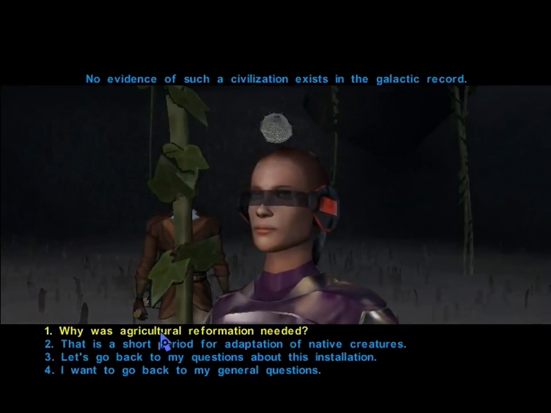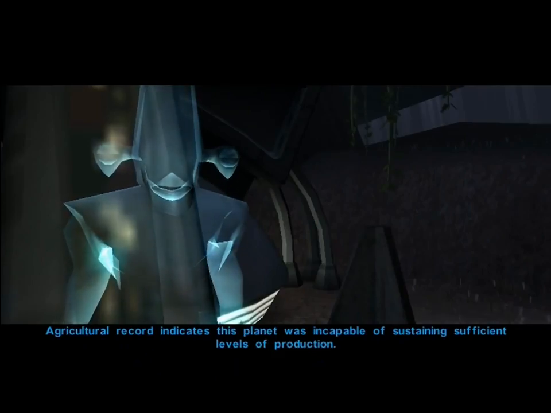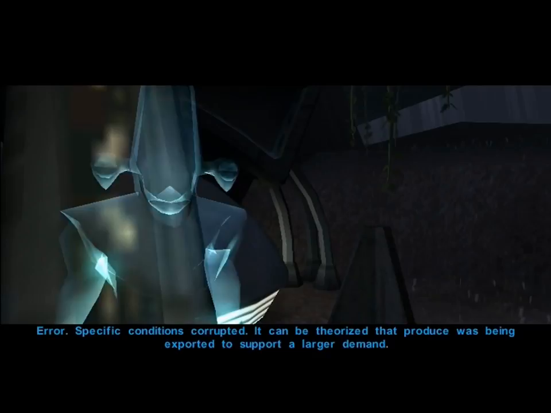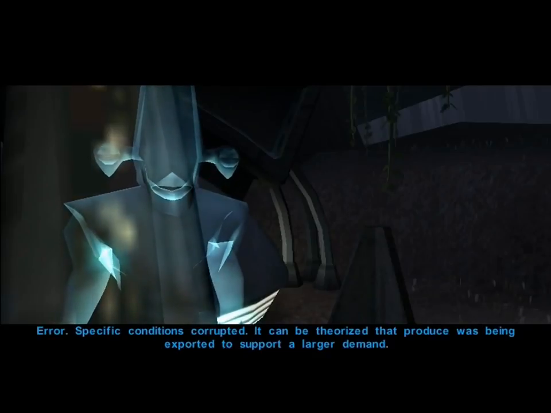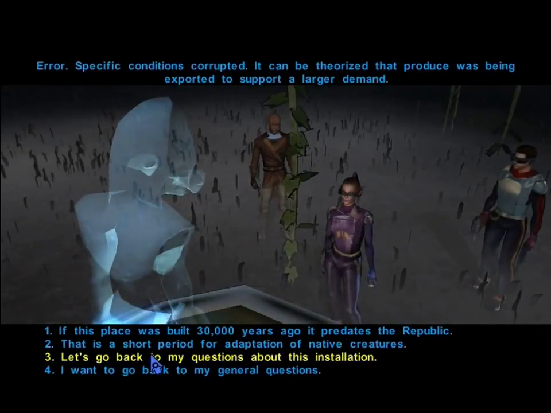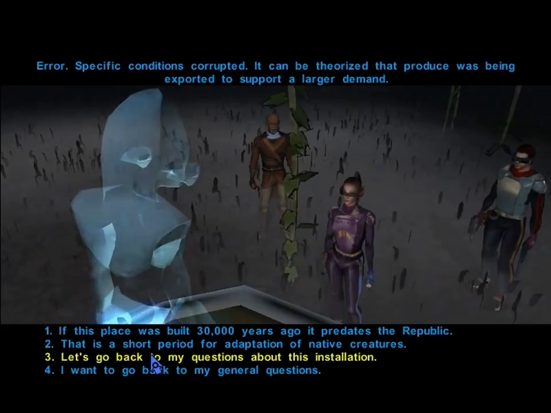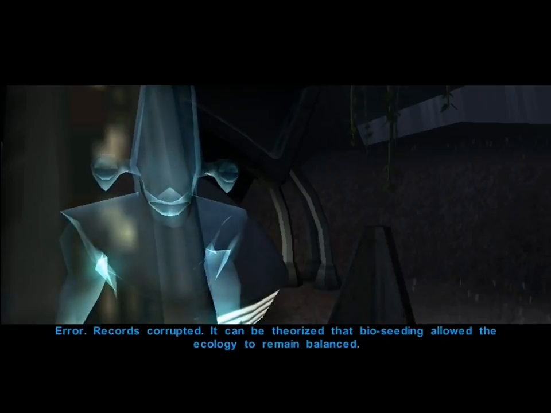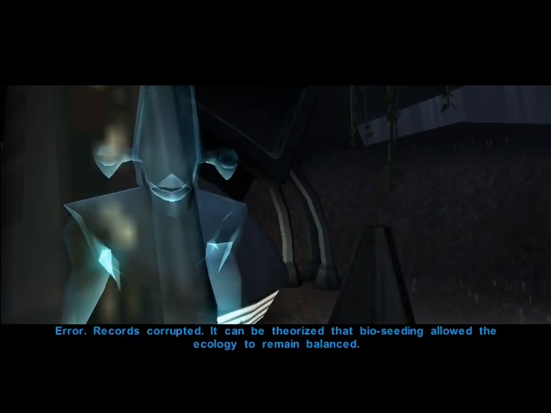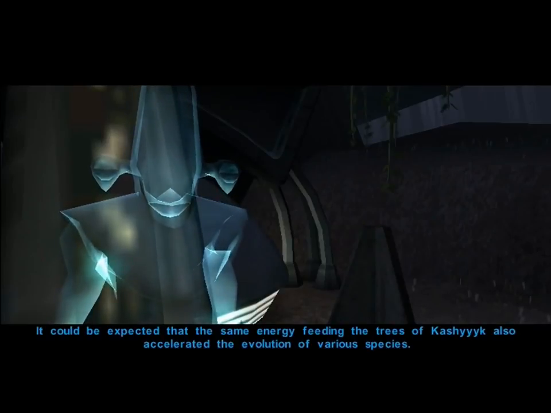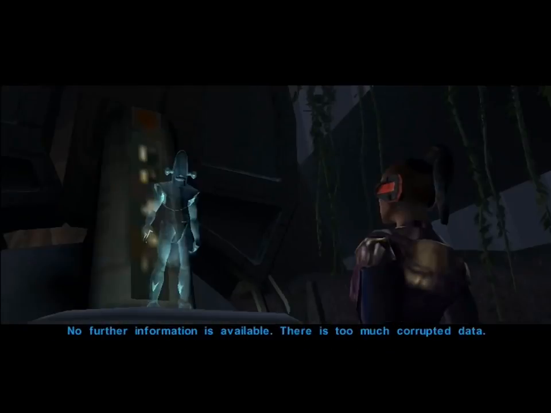Okay, why was agricultural reformation needed? Agricultural record indicates this planet was incapable of sustaining sufficient levels of production. Error. Specific conditions corrupted. It can be theorized that produce was being exported to support a larger demand. That is a short period for adaptation of native creatures. Error. Records corrupted. It can be theorized that bioseeding allowed the ecology to remain balanced. It could be expected that the same energy feeding the trees of Kashyk also accelerated the evolution of various species. No further information is available. There is too much corrupted data.